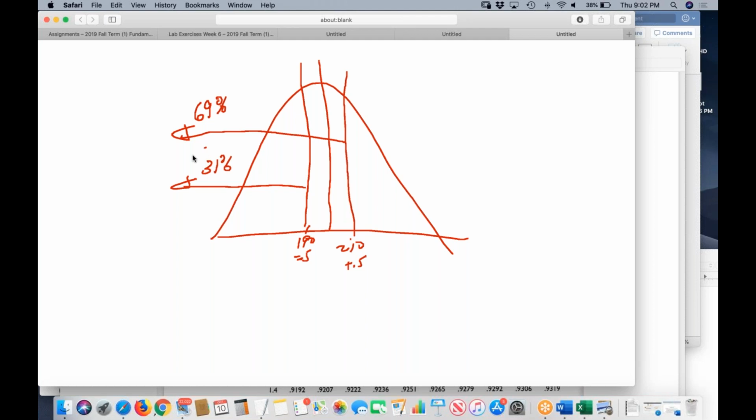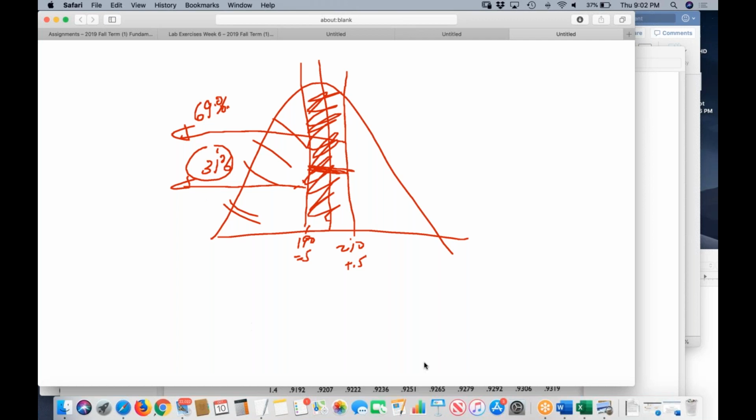So if I subtract the 31% from the 69%, I'm left with what's between them. That's the easiest way to get to the end. In other words, if I take 69%, subtract the area below 190, it leaves me with the area between them. The answer is 38%. Yeah, 69 minus 31.